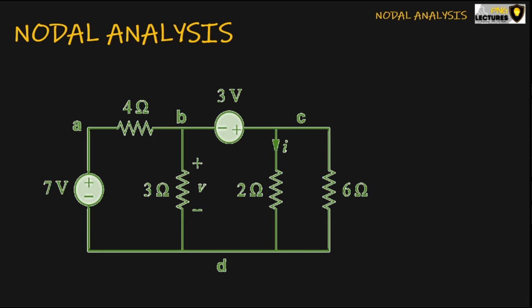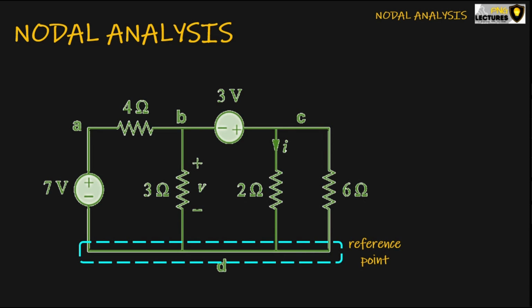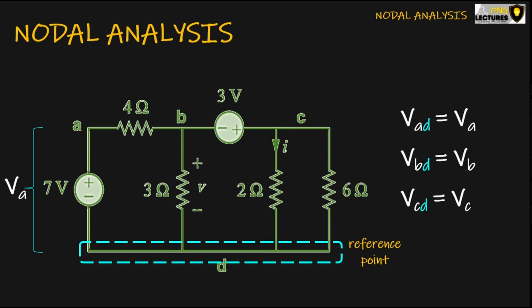If we choose node D as our reference point, then we can say that VAD is simply the voltage from point A to point D. And then we can simply call it VA, or the node voltage at A as measured from the reference point D. Similarly, VBD can simply be called VB, or the node voltage at B, and VCD is simply the node voltage at C. But this can only be accurate if the voltage at node D is 0. That is why in nodal analysis, the voltage at the reference node is always 0.